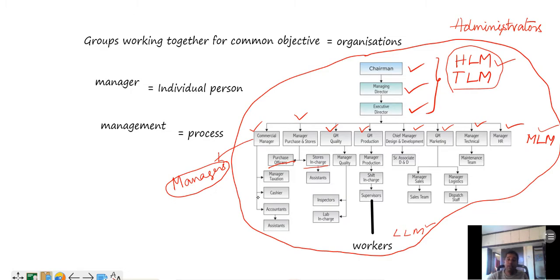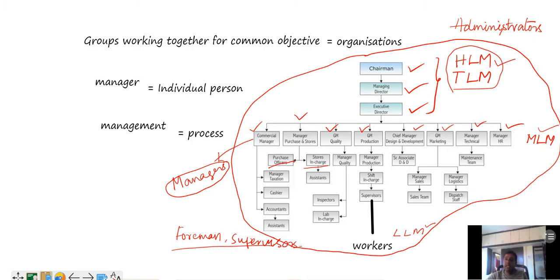And low level management, those are called what? Foremen and supervisors. These are responsible for production improvement, efficiency, and work done. All these responsibilities lie under foremen and supervisors. So always administration stands above the management.